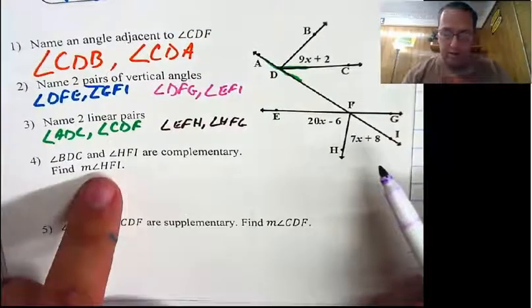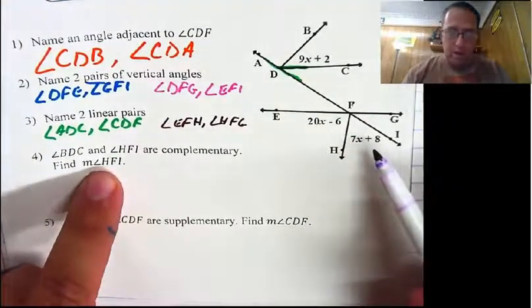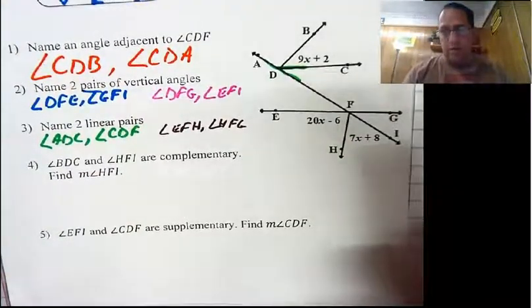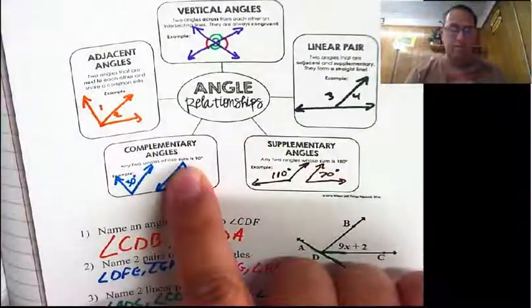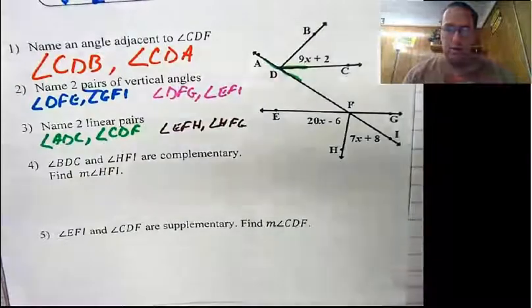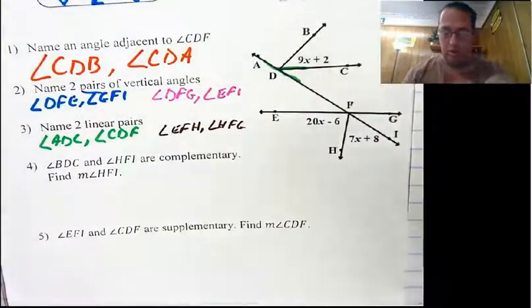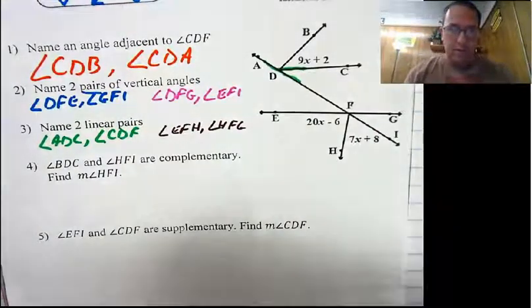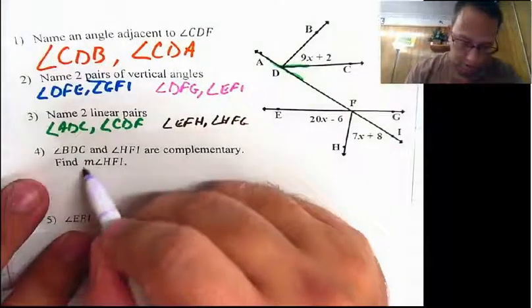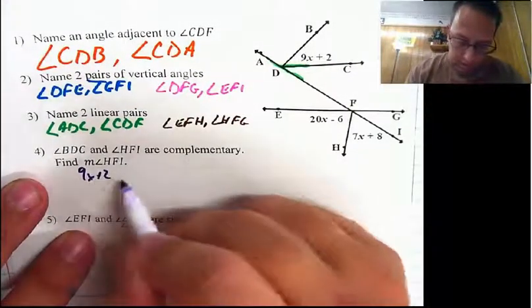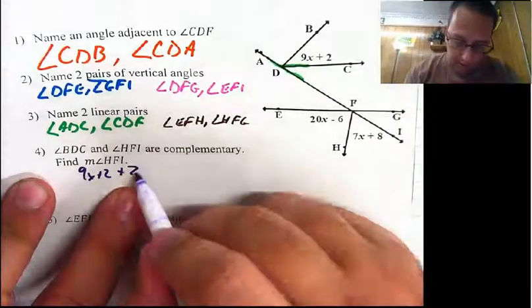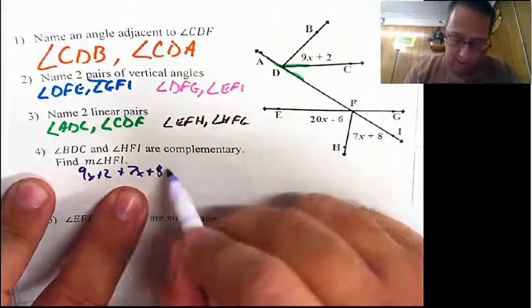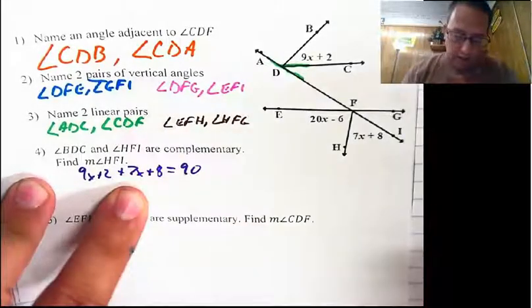We need to find the measure of angle HFI. So it tells us they're complementary. What did that mean? Complementary means they add up to 90 degrees. So I don't know what these are, but I do know that whatever they are, they add up to 90 degrees. So I'm going to say 9x plus 2 plus HFI, which is 7x plus 8, equals 90 degrees.